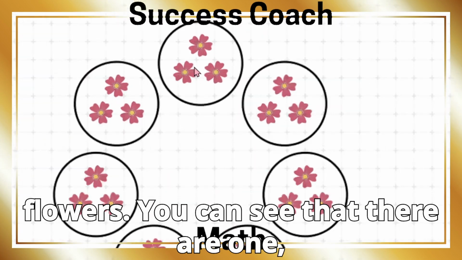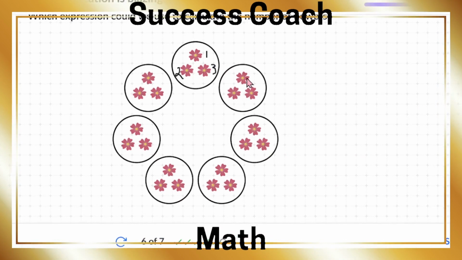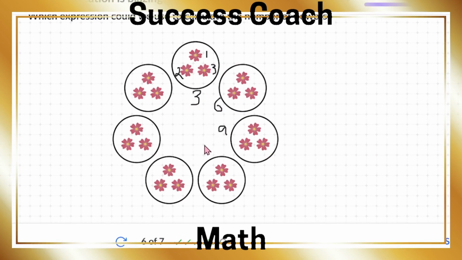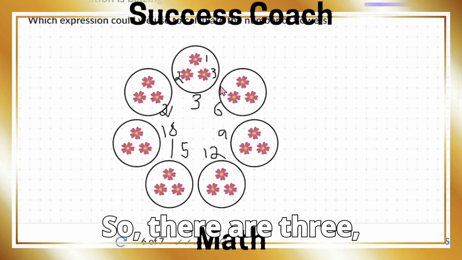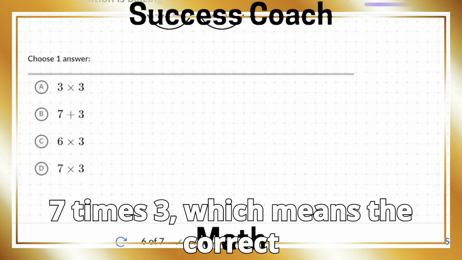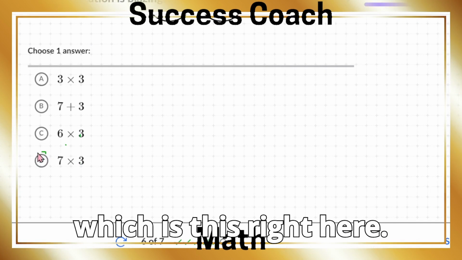Now we have flowers. You can see that there are 1, 2, 3 flowers. So 3, 6, 9, 12, 15, 18, 21. So there are 7 threes, or 7 times 3, which means the correct answer would be 7 times 3, which is this right here.